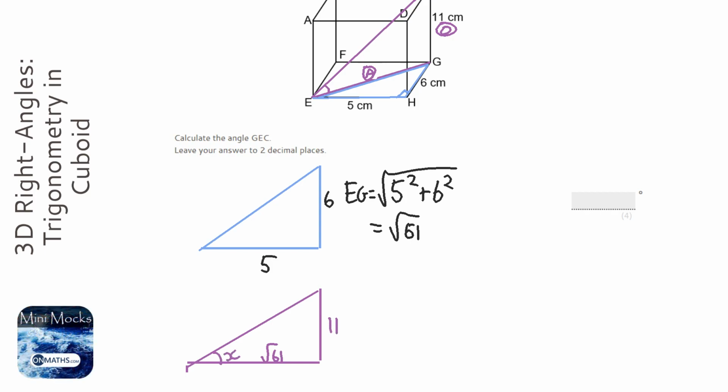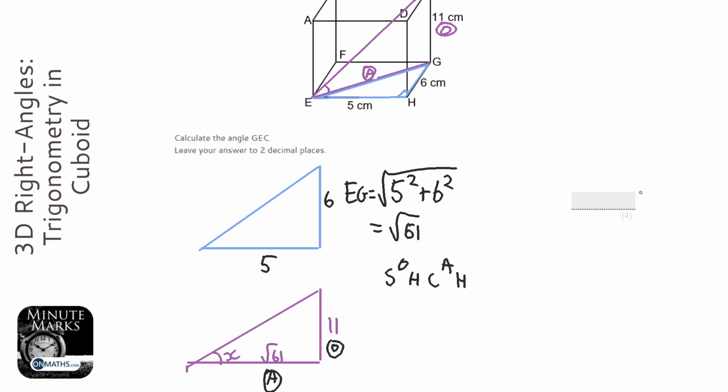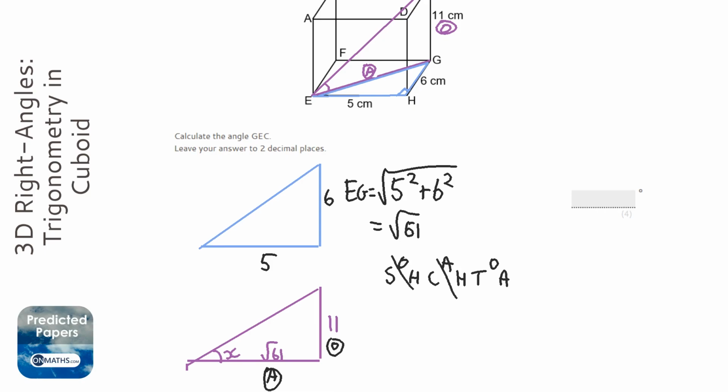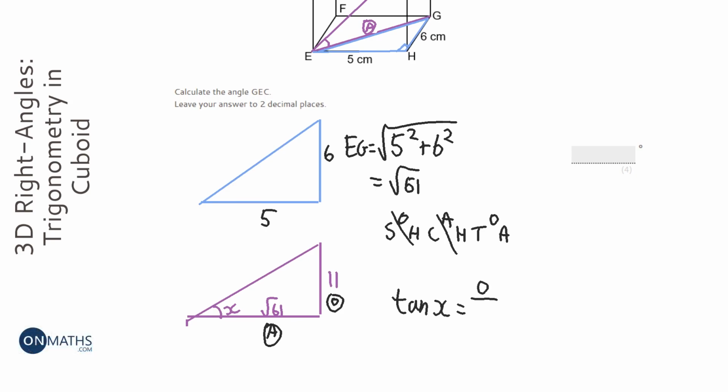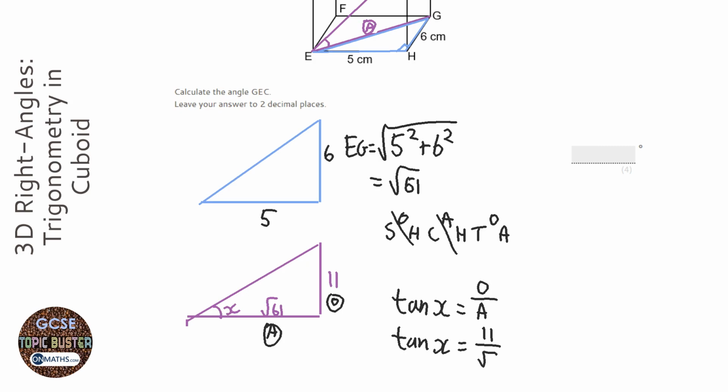Okay, so to do this question, we need to label the sides first. So that's the opposite and that's the adjacent. We need to just quickly write SOHCAHTOA so that we can check which one it's going to be. And it's TOA that has the opposite and adjacent. And so we're going to write down tan X equals opposite over adjacent. Tan X equals, well, the opposite's 11 and the adjacent is root 61.